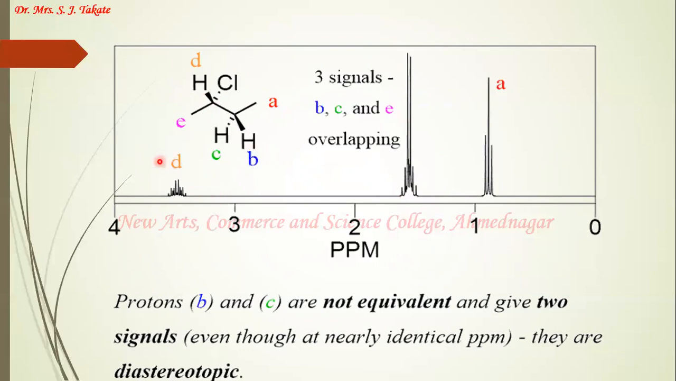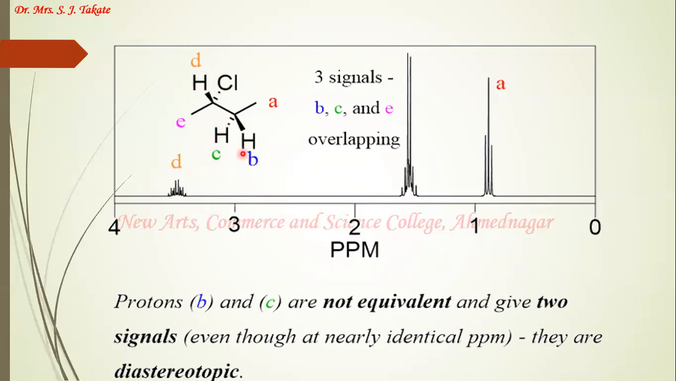Now look at this proton. This is a very important signal. This D proton, as it is adjacent to chlorine, is the most deshielded proton. How many neighbors does it have? This is 3 protons on this methyl group and 2 protons on this methylene group. So 3 plus 2, 5, a sextet should be there. But here there is a multiplet. This multiplet is because the D proton couples with the methyl group as well as it couples differently with these two protons, and so we get a multiplet here.